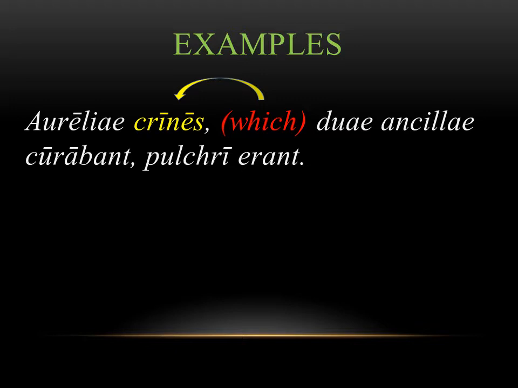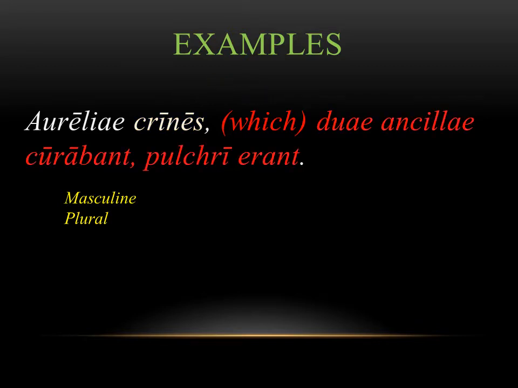So again, in this case, my antecedent is crines. Crines, hair, I know is masculine and it's plural. So whatever word I'm going to put in as the relative pronoun needs to be masculine and plural. For the case, though, I need to leave the antecedent alone for a minute and figure out what my relative pronoun is doing in its own clause. If I'm saying which two slave women were taking care of, I need to think what's going on here.